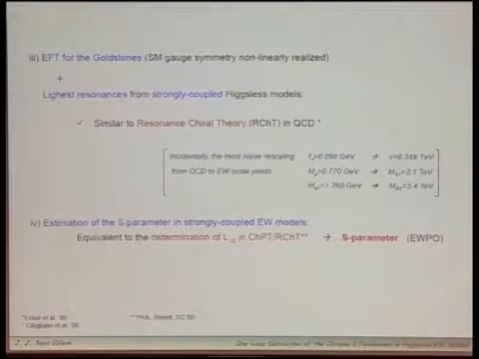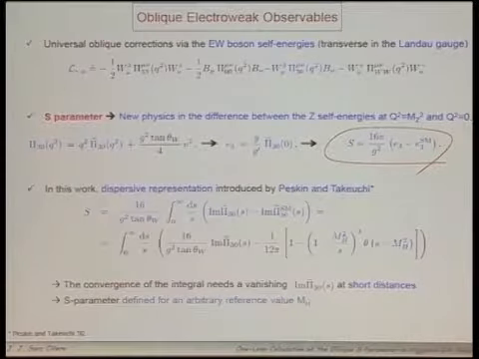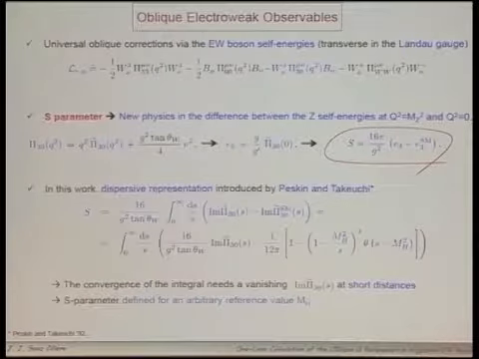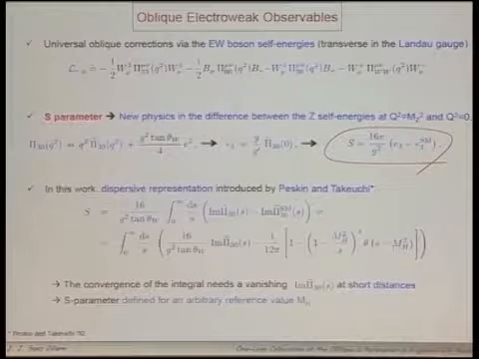What we are actually doing is estimating the S parameter, which is essentially equivalent to the determination of the chiral perturbation theory low energy constant L10, in ChPT and in resonance chiral theory. The precise definition of this electroweak precision observable is given by the W3B correlator at low energies, and one subtracts the theoretical standard model contribution in the definition of the S parameter, so that what you see are deviations from the standard model.